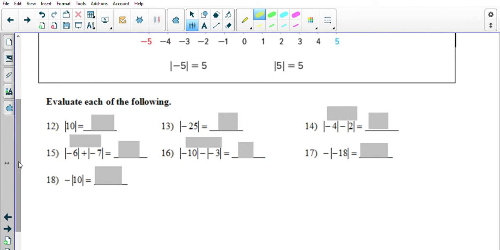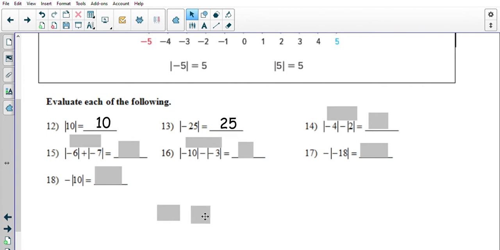So number 12, we have the absolute value of 10, which is 10. Pretty easy, since 10 is 10 units away from 0 on the number line. Number 13, absolute value of negative 25 is 25, since negative 25 is 25 units away from 0. Number 14, we have the absolute value of negative 4 minus absolute value of 2. Absolute value of negative 4 is 4. Absolute value of 2 is 2. Take 4 minus 2 to get a solution of 2.